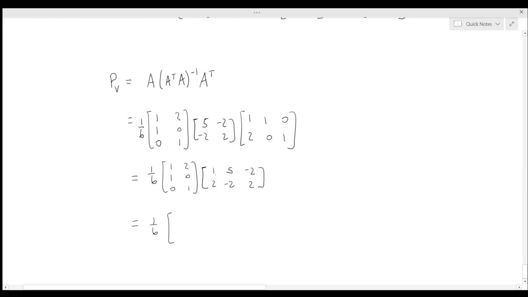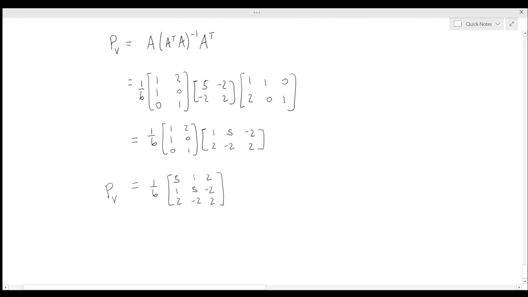Okay, so let's see here. 5, 1, 2, 1, 5, negative 2, and then 2, negative 2, 2, okay? All right, so after all that computation, that would have been the projection matrix.